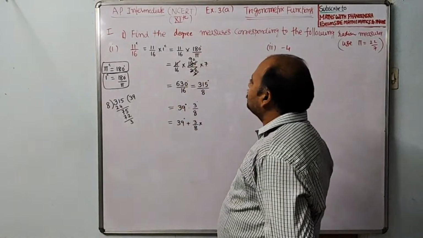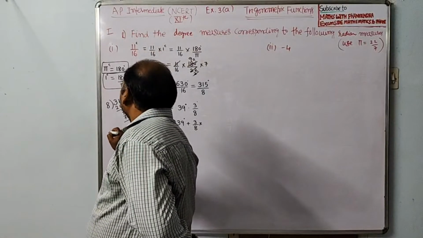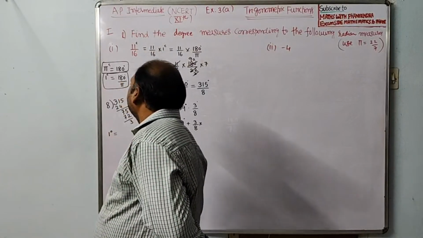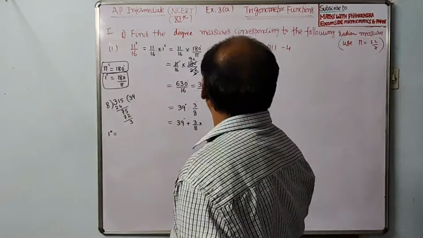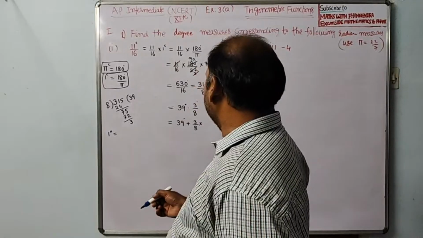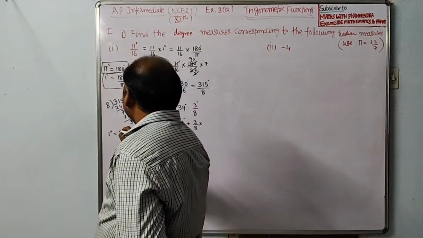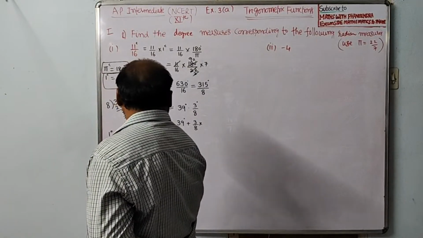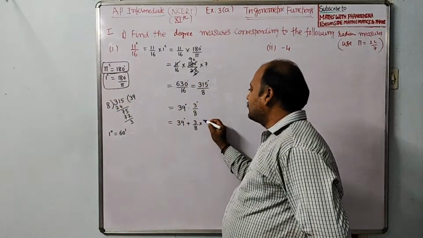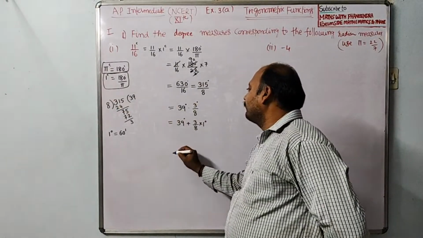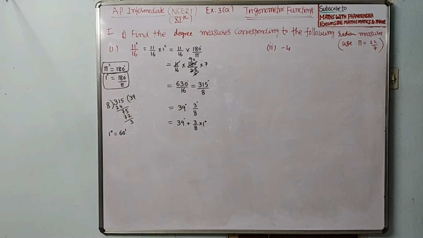1 degree means what can we write? 1 degree equal to, we cannot write only in terms of degrees. So we can write 1 degree in terms of minutes. 1 degree is equal to 60 minutes. We can write as 60 minutes. 3 by 8 into 1 degree. So in what way they are asking to write?